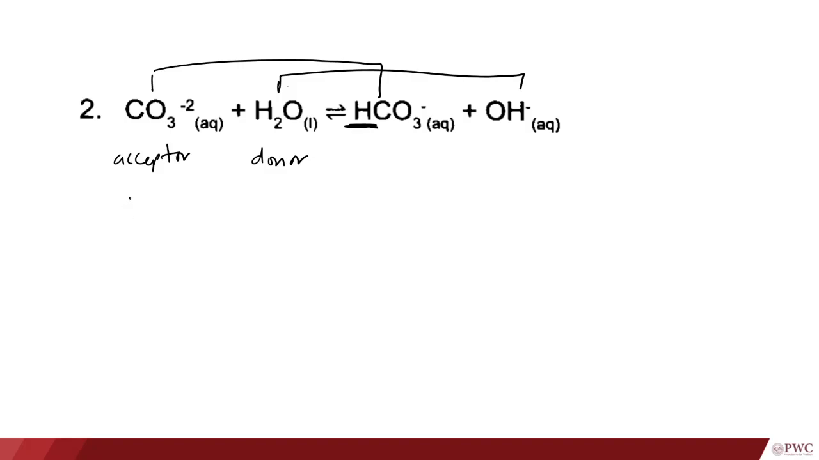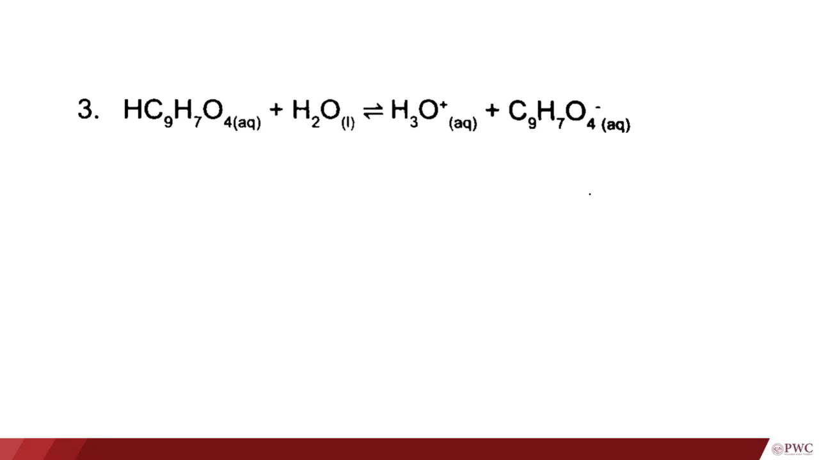So acceptor, this is the base here. Then donor, this one is the acid. Then if this is the base, then the partner must be the conjugate acid. Then if this is the acid, the partner must be the conjugate base. Conjugate base.